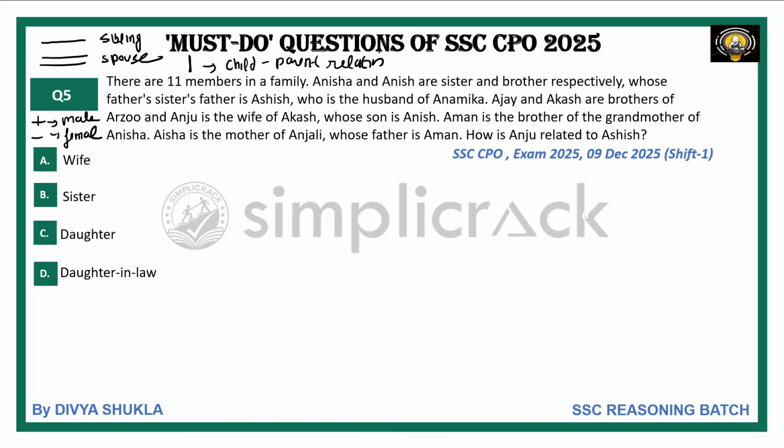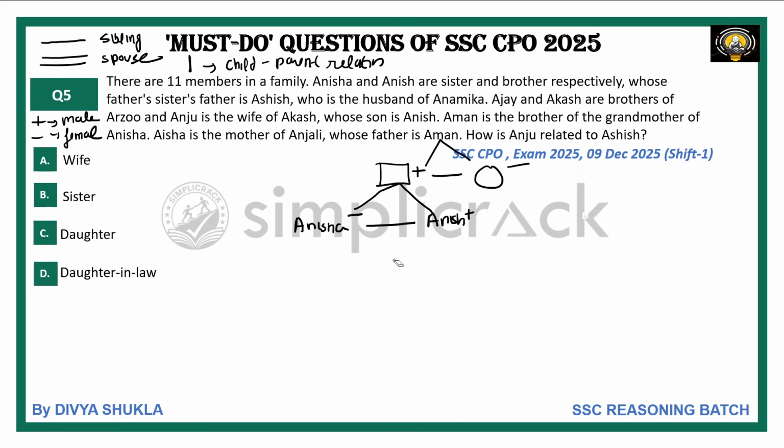So this means Anisha and Anish are sister and brother. That means I am writing Anisha, who is the sister of Anish, using a horizontal line, and a minus sign over Anisha because she is the sister, and Anish is the brother. Whose father's sister's father. So they have a father, and father's sister. I'm writing that this is the father, and father's sister's father. That means the father of both of these is Ashish. So probably I should draw like this.